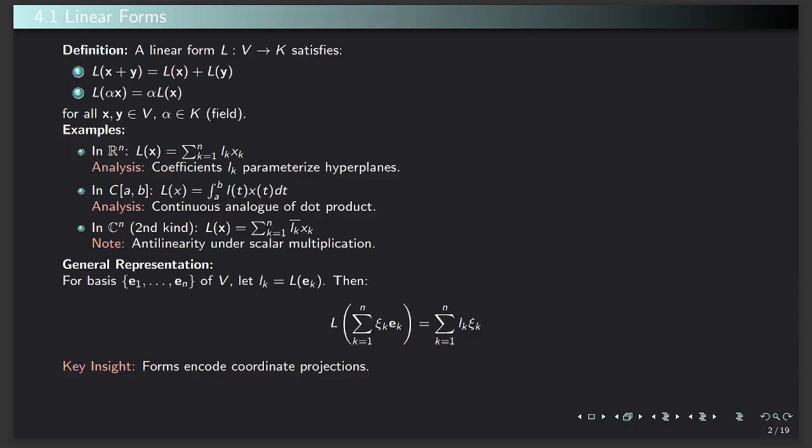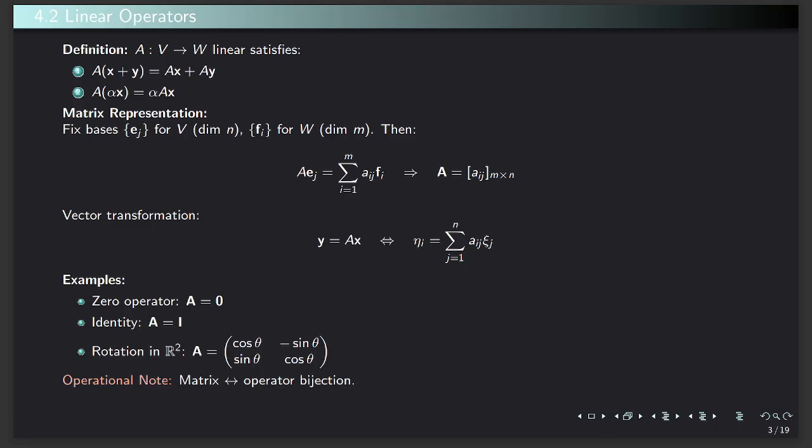So for any choice of basis in the vector space V, a linear form L is completely determined by the n scalar values L sub k obtained by applying the form to each basis vector. Hence the action of the form on any vector is simply the sum of these coefficients multiplied by the vector's components. So in essence, a linear form reads the coordinates of a vector and reports a single synthesized value.